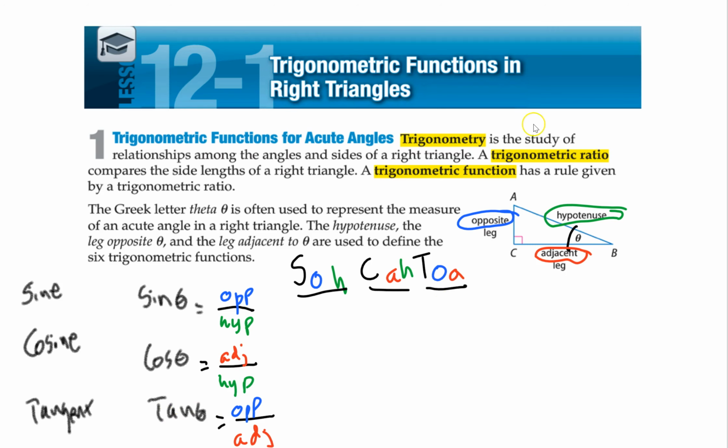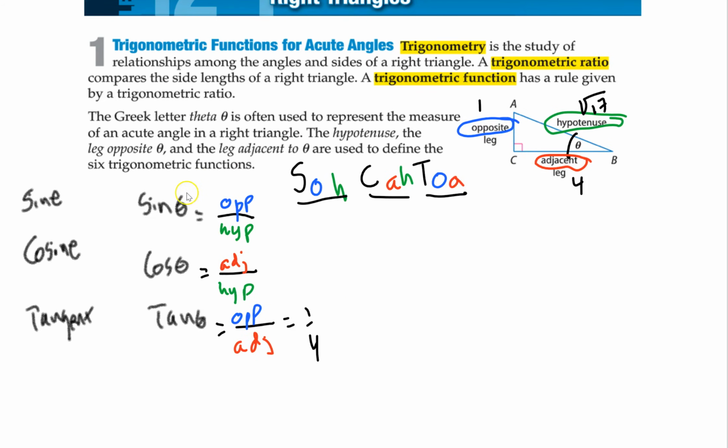So if I had a triangle here and put numbers on it, like 1, 4, and radical 17, and I was asking, what is tan? You just go, it's opposite over adjacent. It's 1 over 4. That's really it. You're done. That's the ratio of the sides. The ratio of this side to that side is 1 over 4. So those are the first 3. Those are the most important ones. Those are the ones you have to know: sine, cosine, tan.